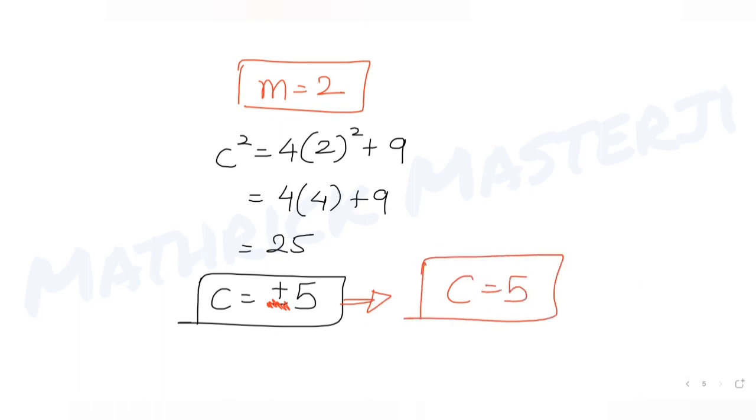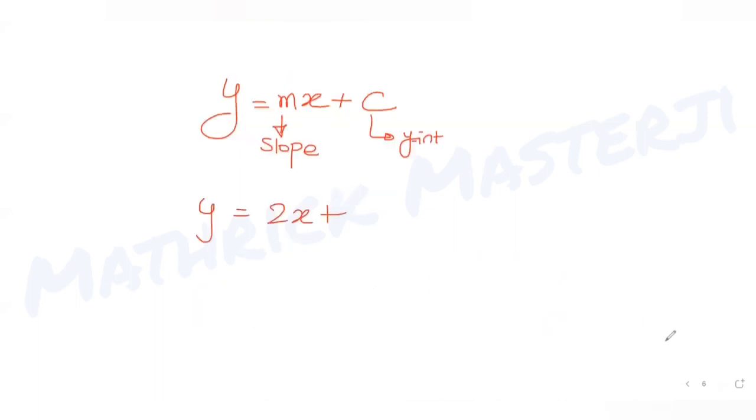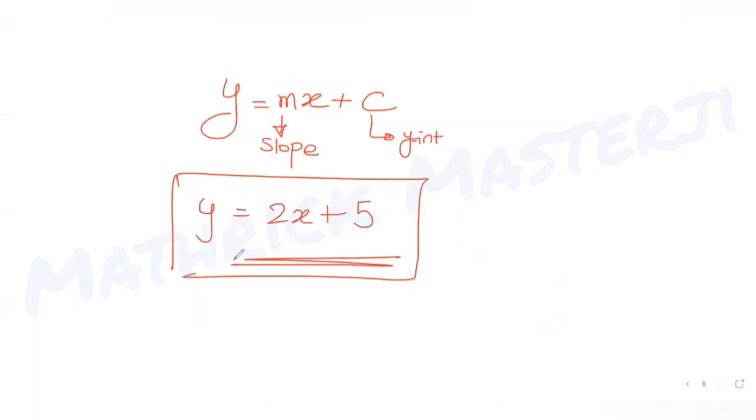Once I have both of those, I get the equation of tangent. That is nothing but the equation of line, y equals mx plus c, where m is the slope, which we have just got as 2. So y equals 2x plus c, where c is your y-intercept. That also we just found out, and that turns out to be 5. So you got the equation of tangent, y equals 2x plus 5.